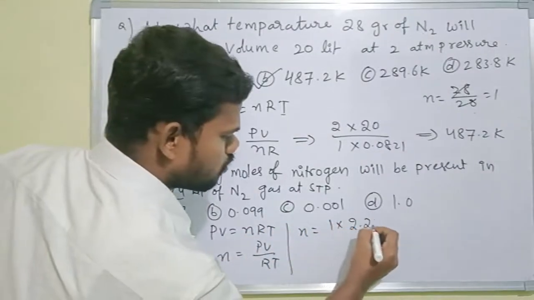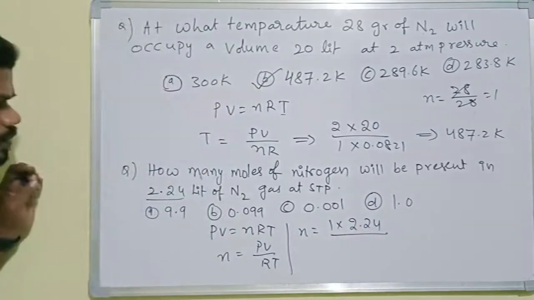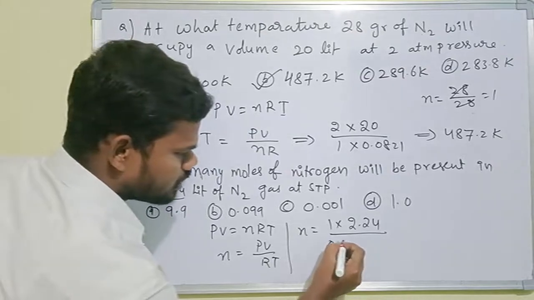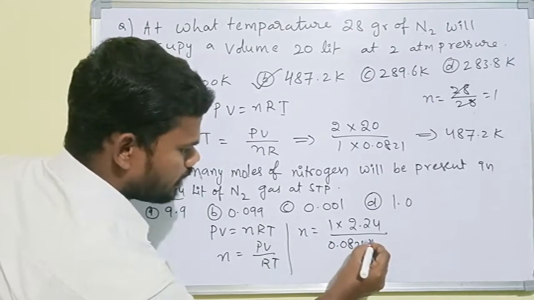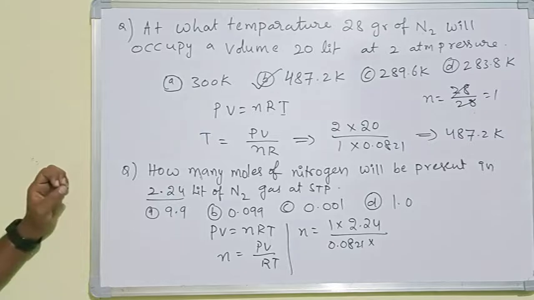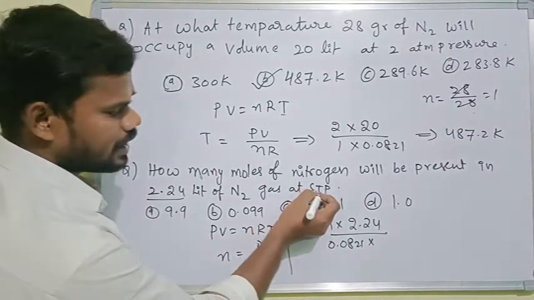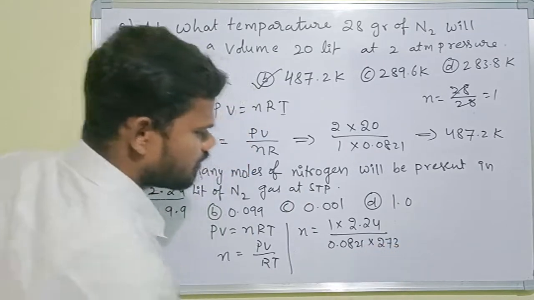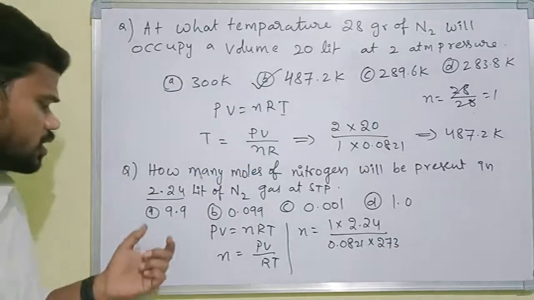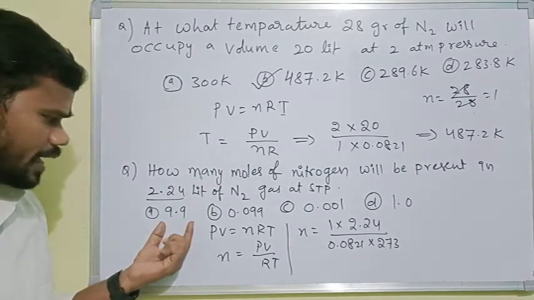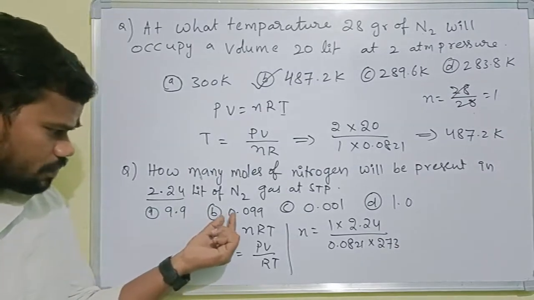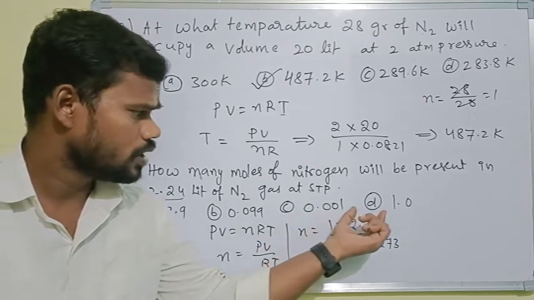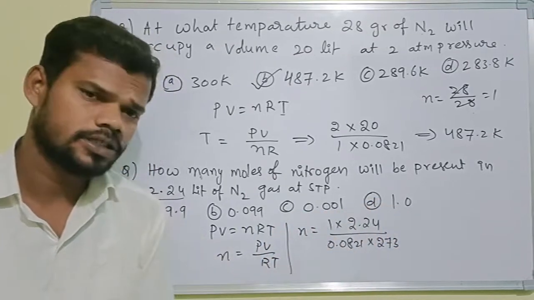So 2.24 liters, divided by R. How much is the R value here? It is a constant, 0.0821, into temperature. How much is the temperature? It is the standard condition, STP means 273 kelvins. They have also given options. Option 1 is 9.9 moles, option 2 is 0.099 moles, option 3 is 0.001 mole, option 4 is 1.0 moles.